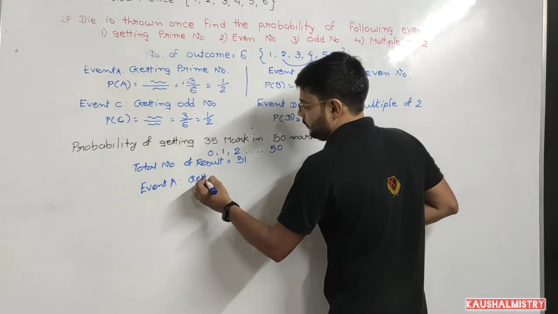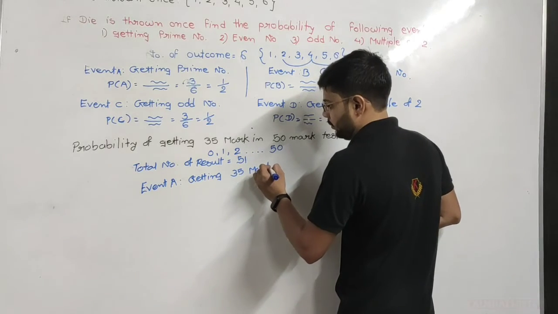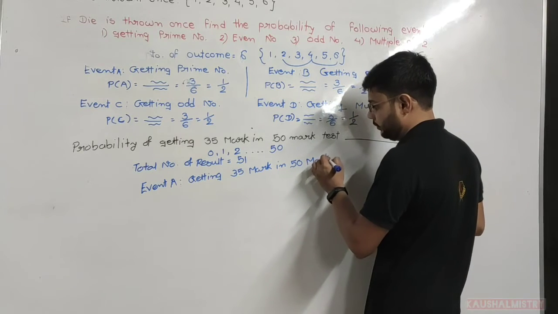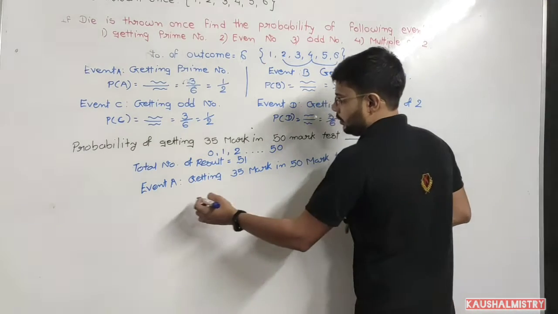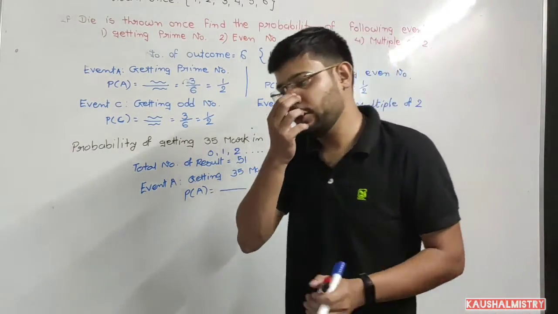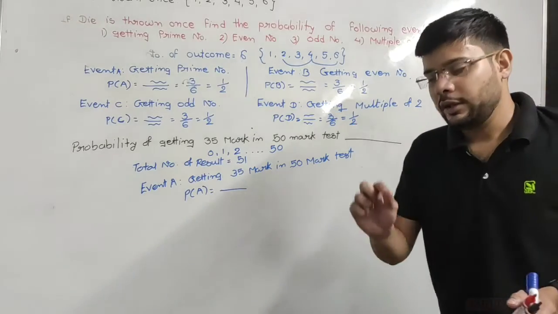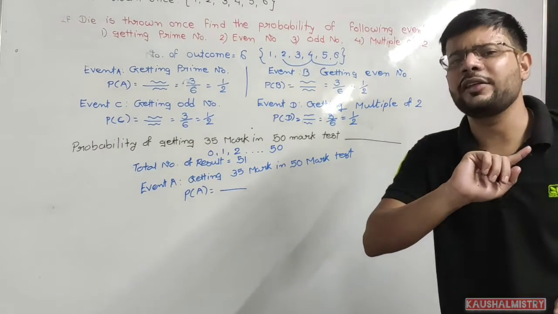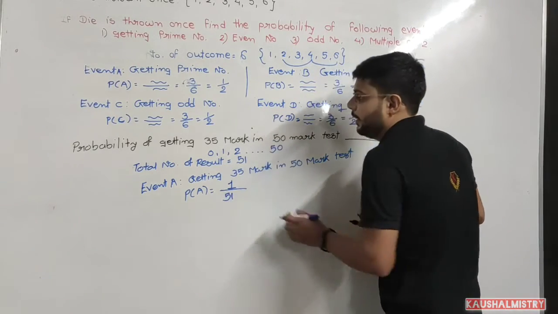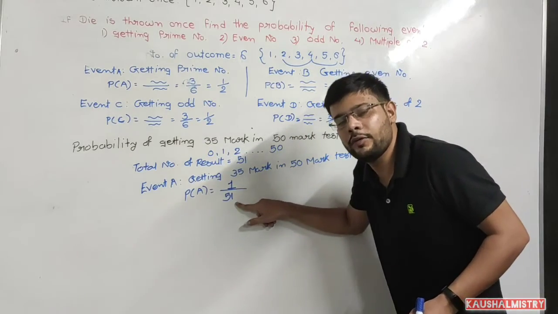Okay, event A: getting 35 marks in a 50 mark test, right? P of A. Now if you write one paper one time, then what will be the probability of getting 35 marks? एक बार पेपर लिखोगे तो 35 मार्क एक ही बार आ सकते हैं. That means this will be equal to 1 upon 51. If you are asked for 25 marks, then the answer will also be the same, 1 upon 51.